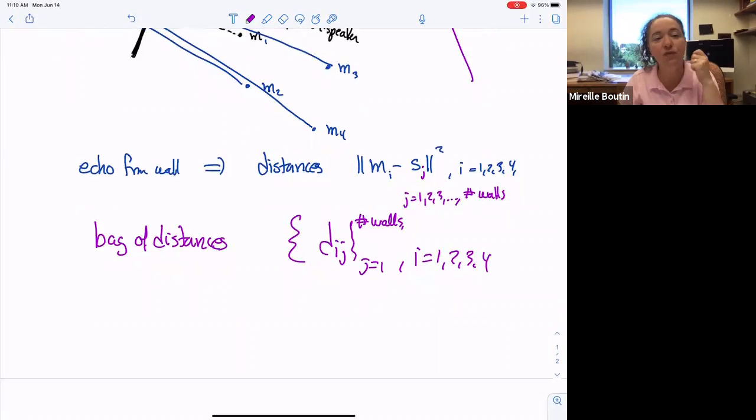So I have a bunch of distances, a bag of distances for each microphone. I have 4 of them, and I would like to know where the walls were. I would like to reconstruct my environment. So that's a problem that comes up often in engineering. You're trying to map your environment. You'll take a little robot, you'll navigate, and you want to know where the walls and the obstacles are. So that's a problem of mapping.